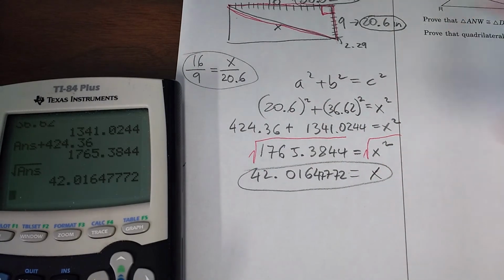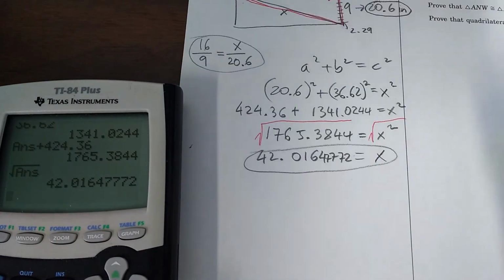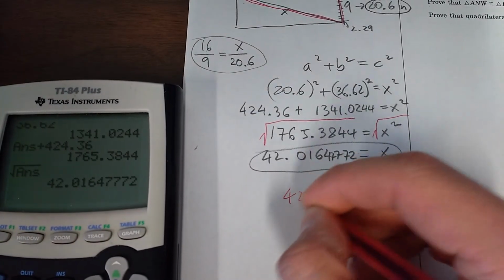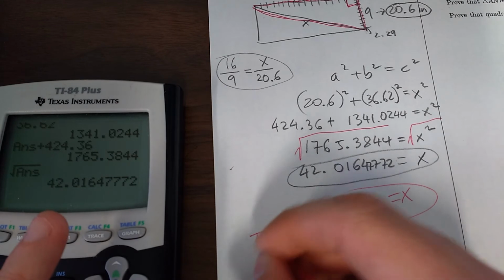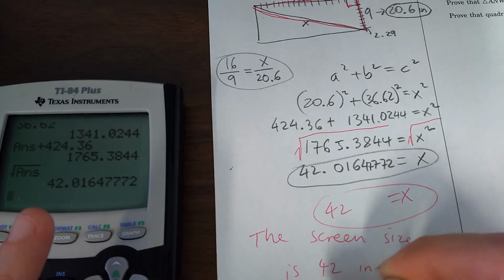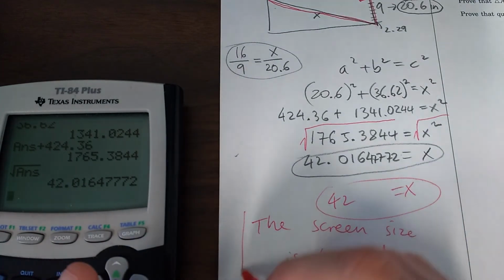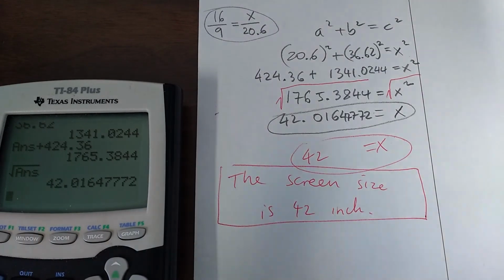But notice that here they were asking to the nearest inch. So that means to the nearest whole inch. So basically x is 42, right? If you round it to the nearest inch. So now we're going to say that the screen size is 42 inches. And that's your final answer. So you show your work, you write a sentence, you box it in, and that's your final answer. Just so you know, it really doesn't matter whether you box it in or not. They will not take any points off if you don't box your answer in. But it's just good practice.